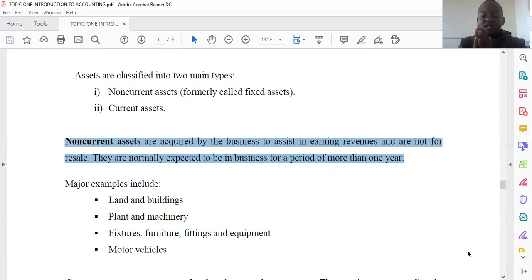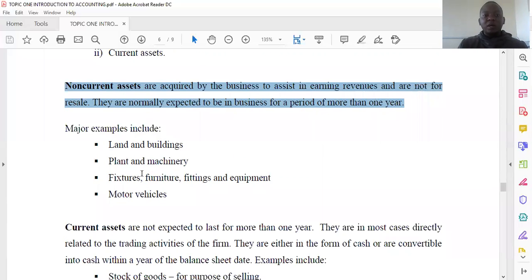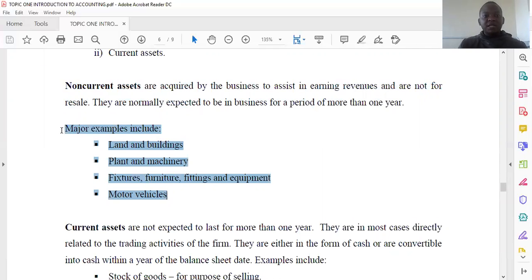Non-current assets, also known as fixed assets, are expected to be held for periods of more than 1 year. They are not for resale. They are basically acquired for their use in earning revenues. Examples of non-current assets are land and buildings, plant and machinery, furniture, fittings and equipment, fixtures, and motor vehicles. Normally, the business does not acquire a fixed asset to sell. It acquires this fixed asset to help it in generating income, to help in production of goods and services in order to generate income through sales.